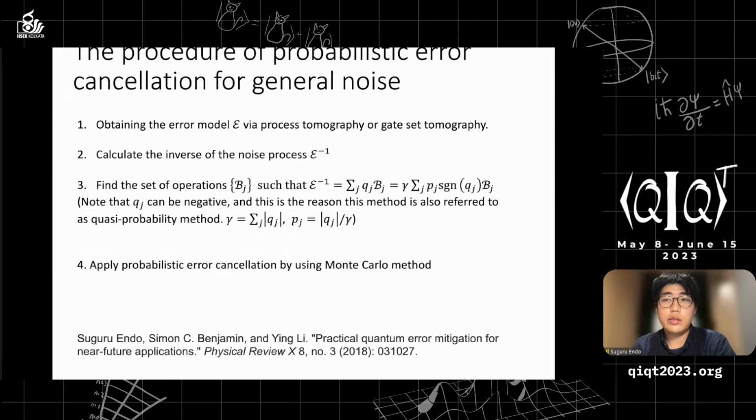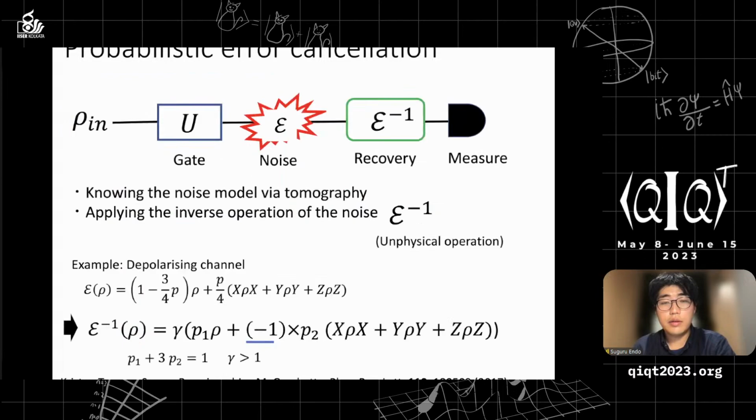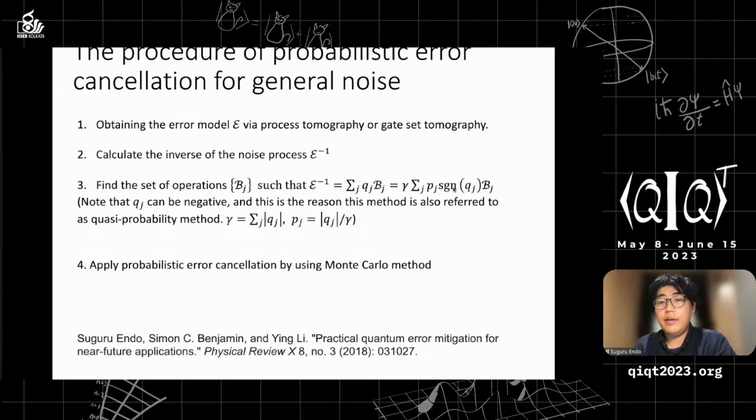We also define the set of operations used for quantum error mitigation. And we construct the inverse operation of the noise as a linear combination of the operations for quantum error mitigation, and we decompose this as this one. This is basically the same as what I did here. For other types of noise, we do the same thing. And we apply the probabilistic error cancellation by using the Monte Carlo technique, by randomly generating the error mitigation operations and post-processing. The general recipe for error mitigation is shown in my paper. So if you are interested, please read my paper.